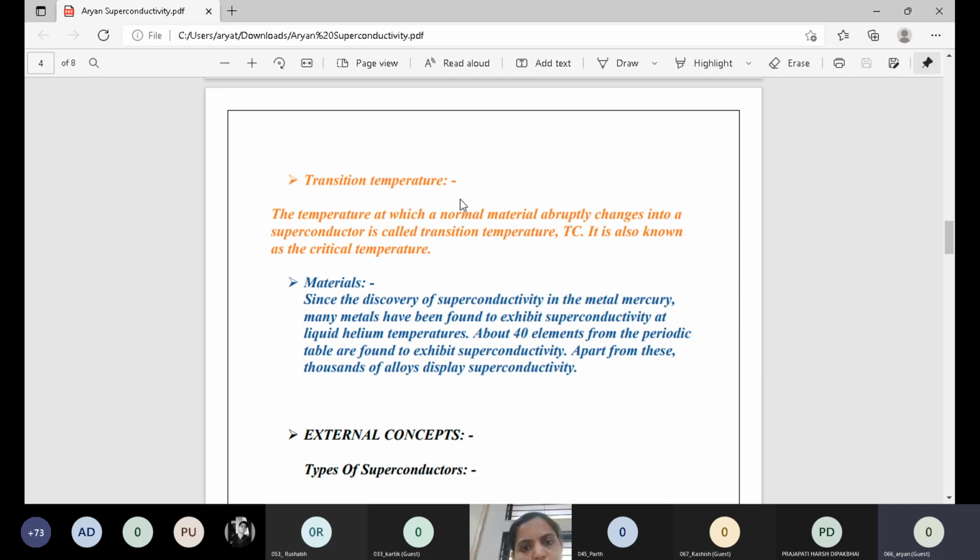It happens abruptly, suddenly. Just suddenly it converts its resistance from a high level to zero level.